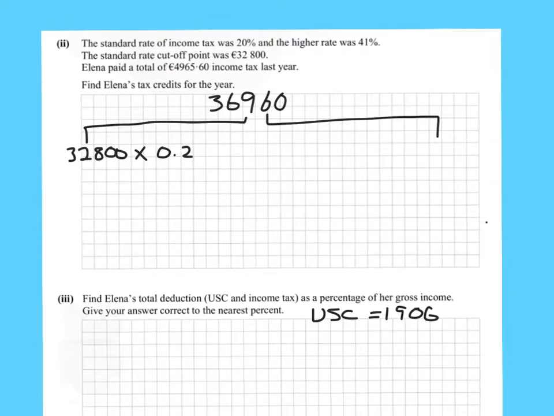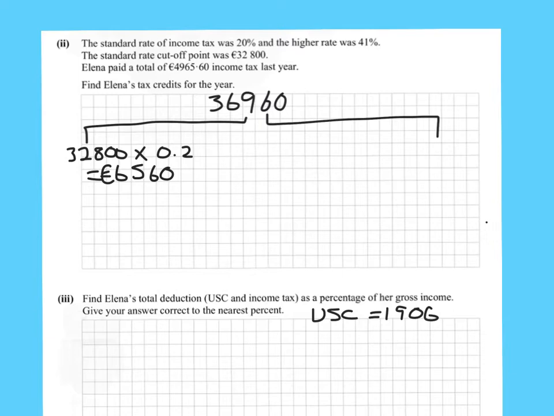Hey guys, so just to finish off the question that we were doing today, you'll see here I've just put in my USC amount. We calculated that in class the other day, so I'm just going to go ahead: 32,800 multiplied by 0.2, and what I'm going to get there is 6,560.